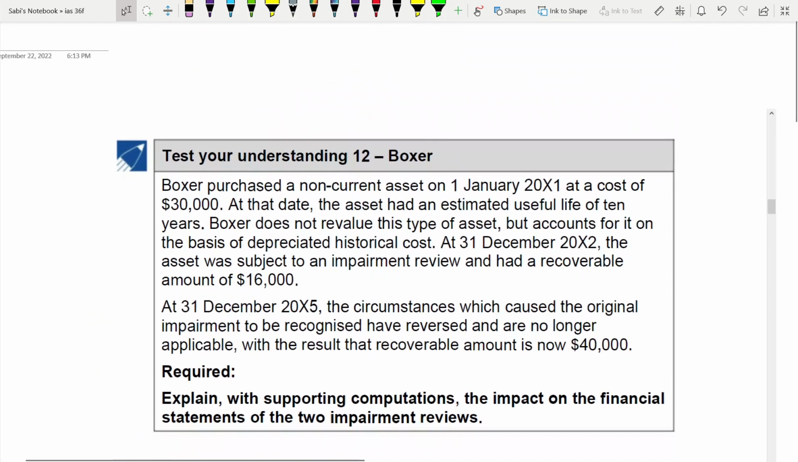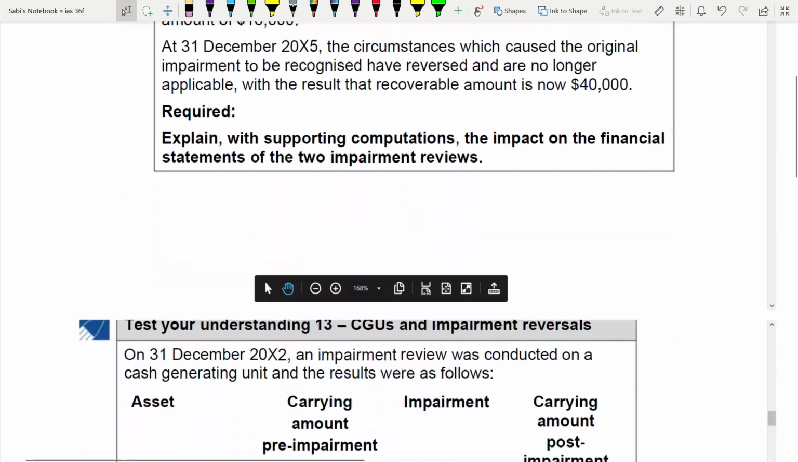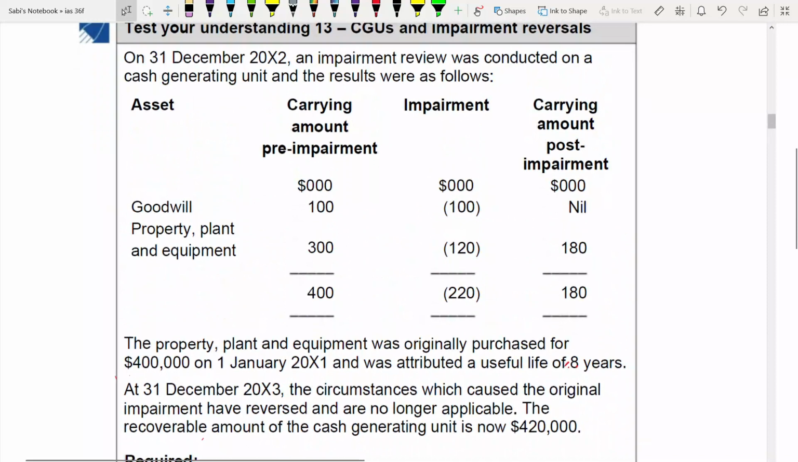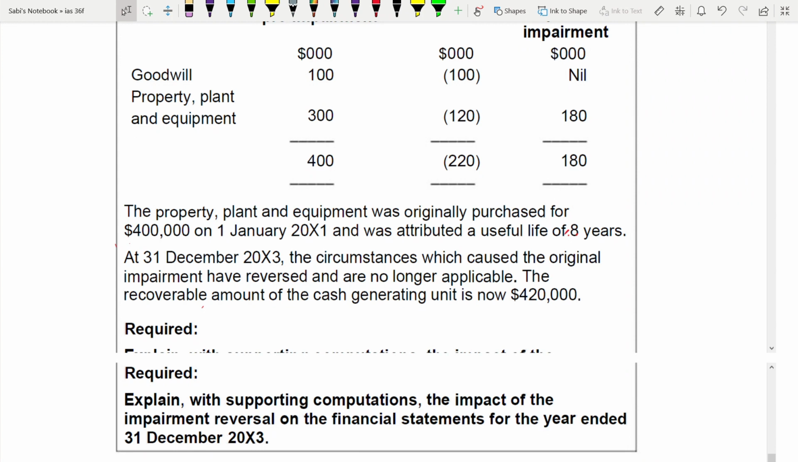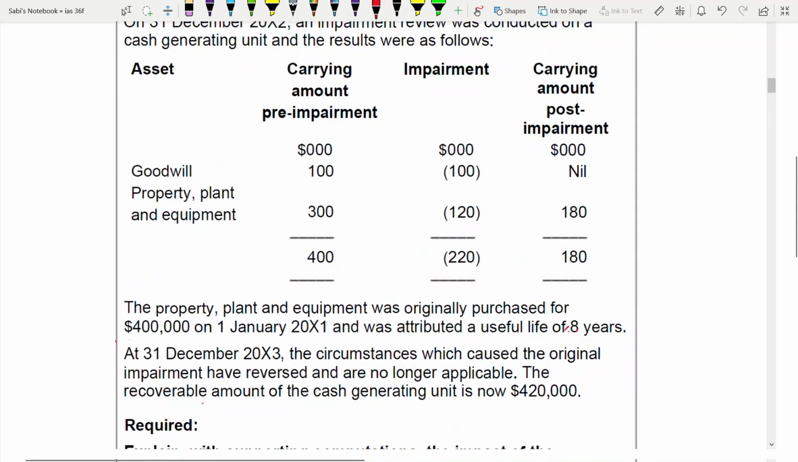There are 2 questions, test understanding 12 and test understanding 13. We will first finish test understanding 13 because this is easier than test understanding 12. Okay. So here you have been given goodwill and property, plant and equipment, 2 assets. You have been given the carrying amount before impairment, then the impairment, then after the impairment. And you have been told to explain the effect of reversal on the financial statements for 31st December 2003.